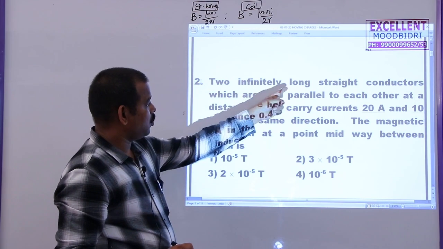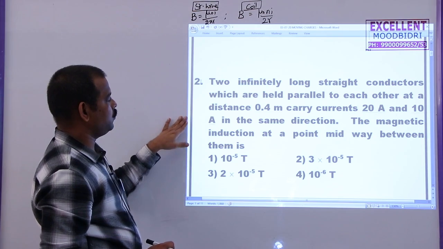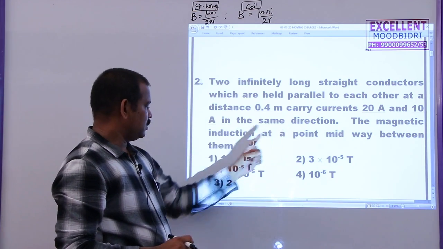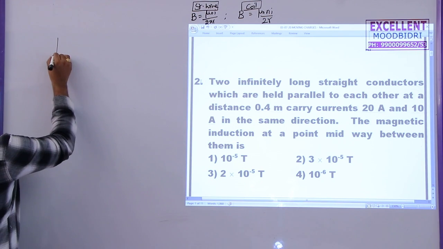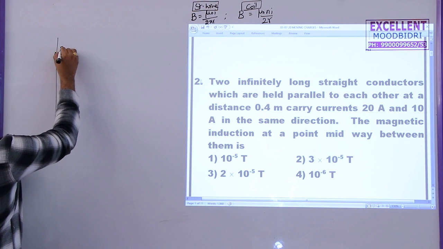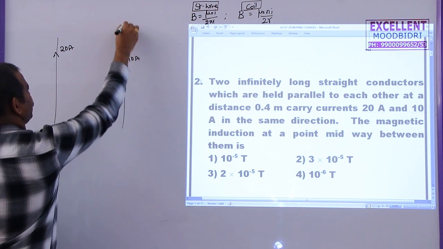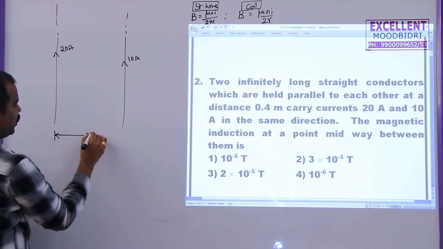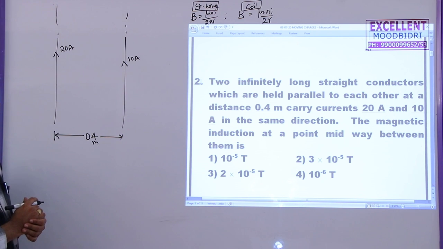Two infinitely long straight conductors which are held parallel to each other at a distance of 0.4 meters carry currents 20 amperes and 10 amperes in the same direction. The magnetic induction at a point midway between them. So this is the first wire which is carrying a current of 20 amperes. This is another wire which is carrying a current of 10 amperes. The distance between these two is 0.4 meters. So we need the magnetic field induction at the midpoint between these two.